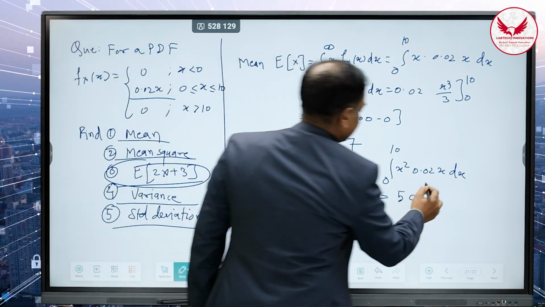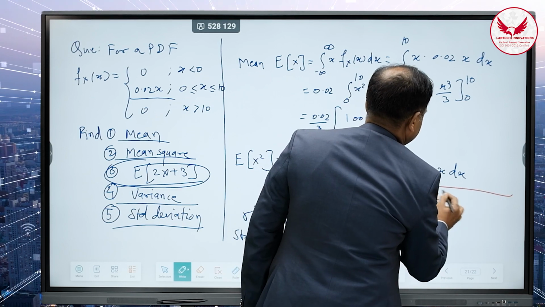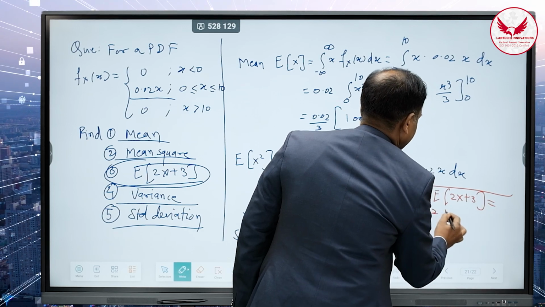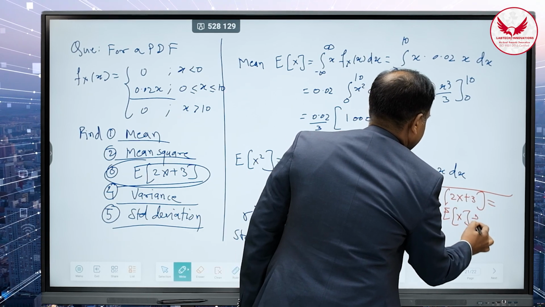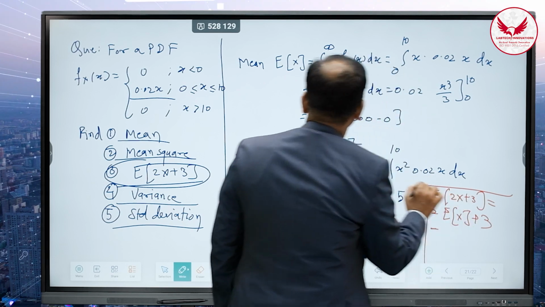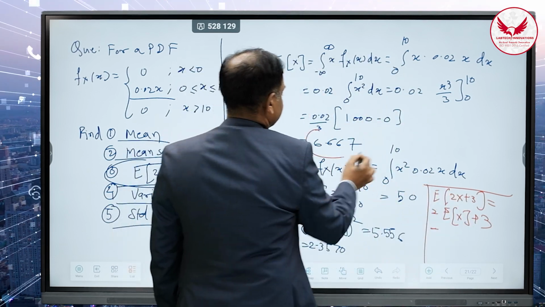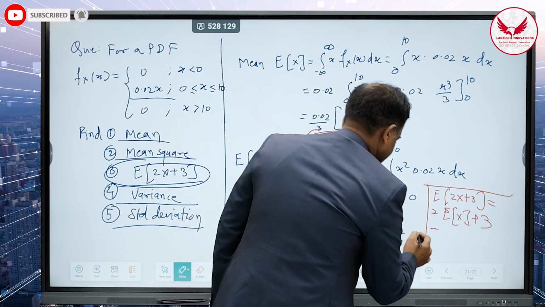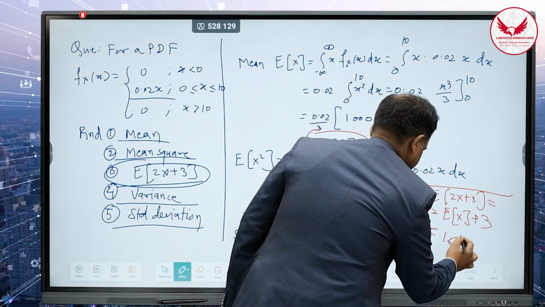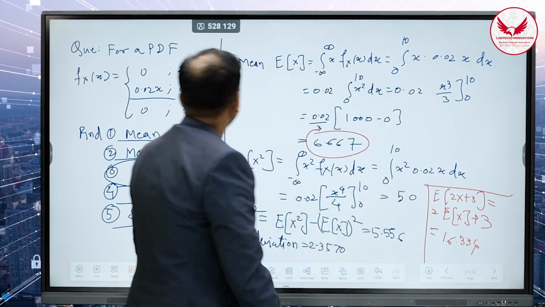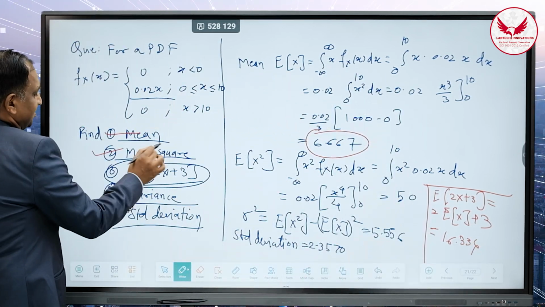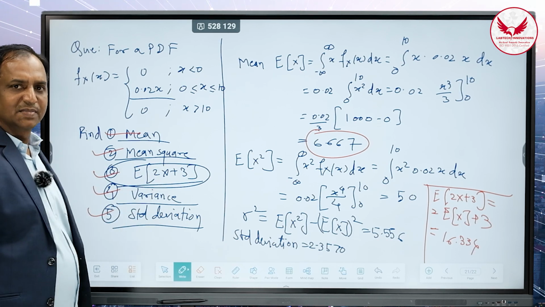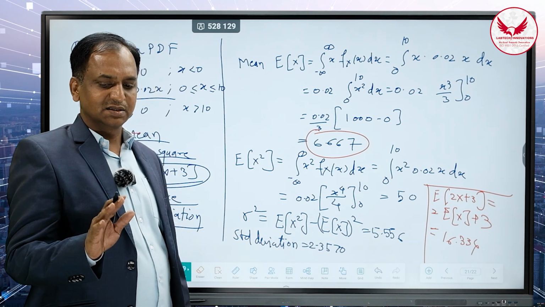Next, the problem asks to find the expectation of 2x plus 3. Here I will solve it. The expectation of 2x plus 3 is equal to 2 into the expectation of x plus 3. You know the value of the expectation, it is 6.667. Multiply by 2 and add 3, so it comes out to be around 16.334. Like this you can find the mean square value, the expectation of 2x plus 3, the variance and the standard deviation. Such type of problem will be asked in the examination.